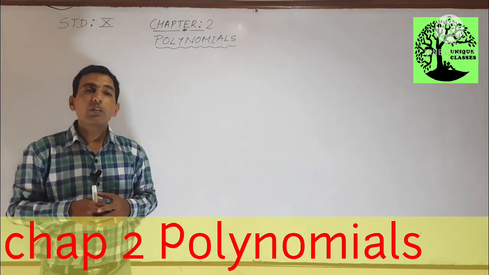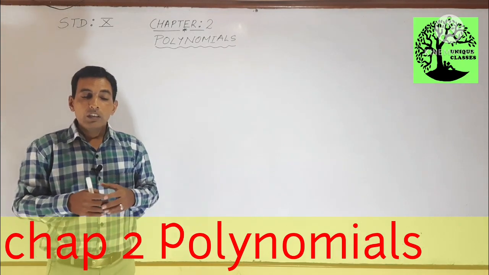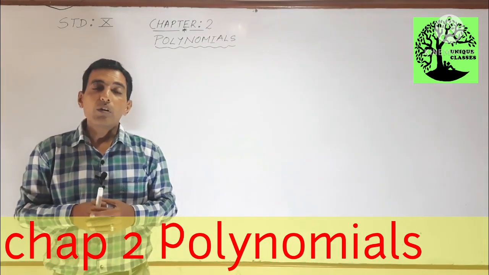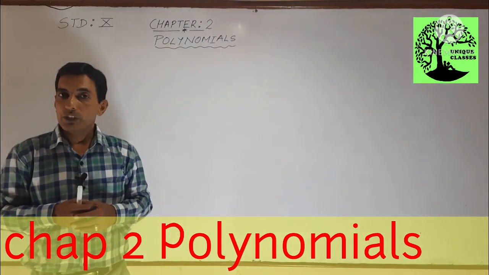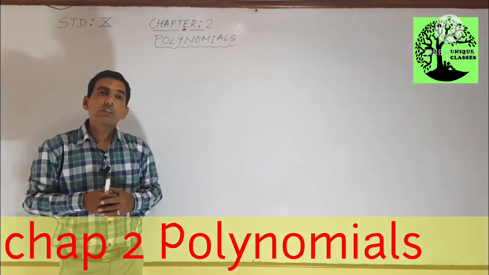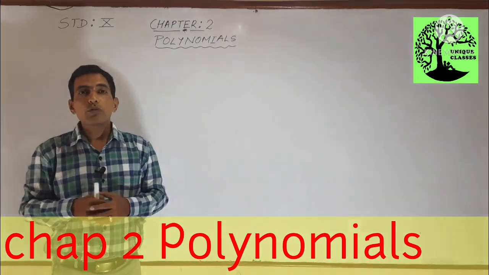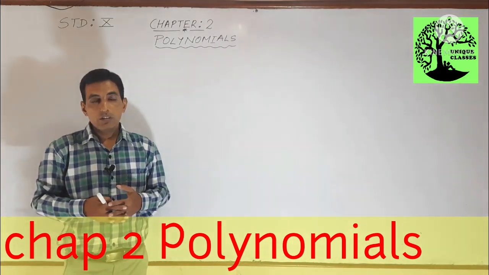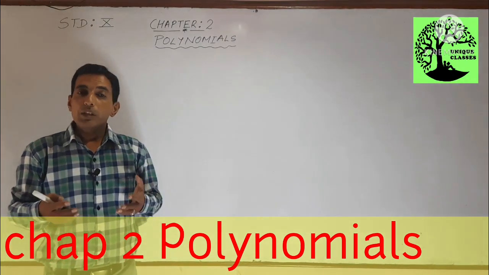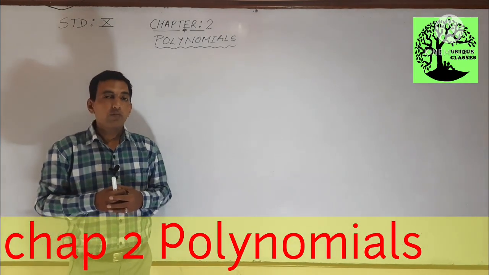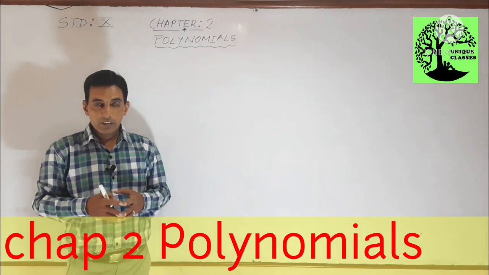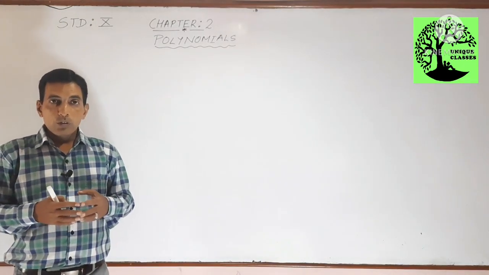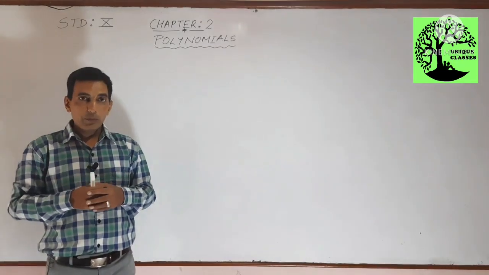In your lower classes, you have all learned what an algebraic expression is. An algebraic expression is composed of variables and constants. Variables are nothing but English alphabets from A to Z, and constants are nothing but the numbers. So, this makes the algebraic expression.